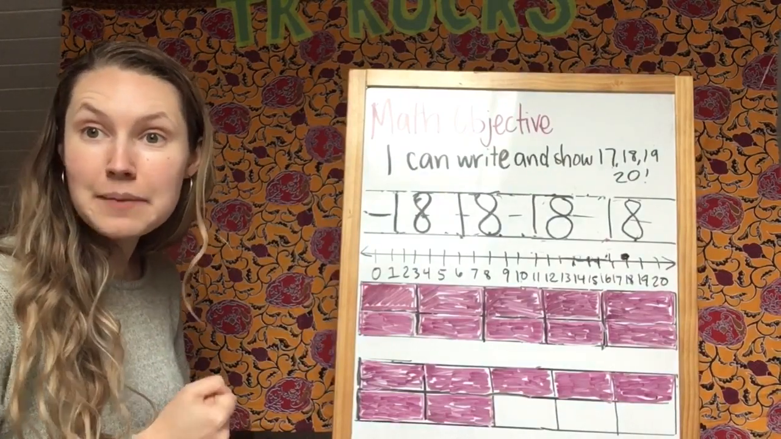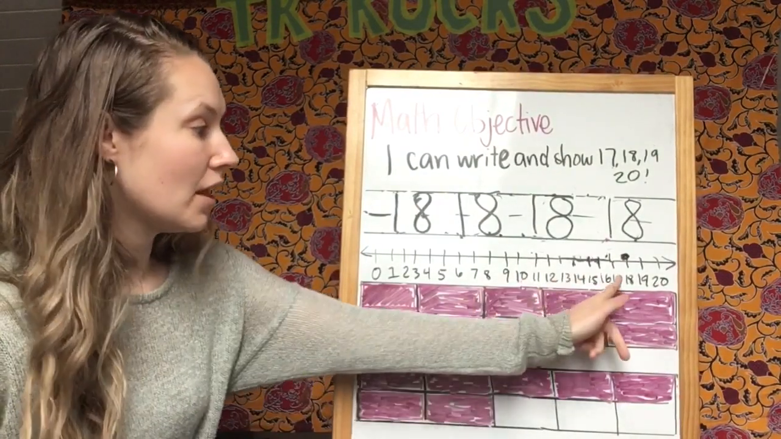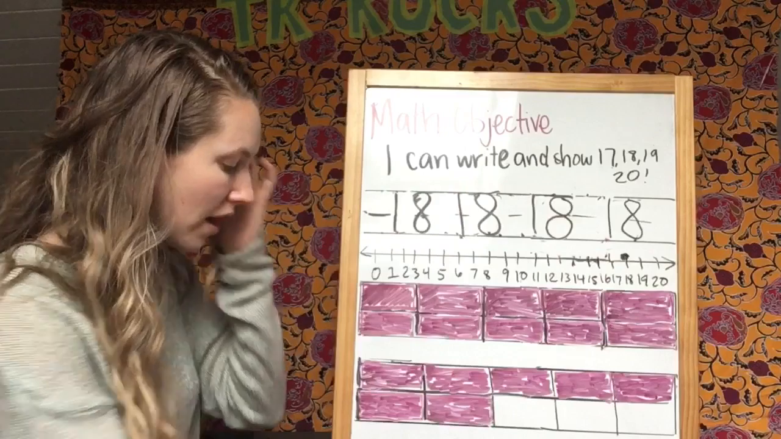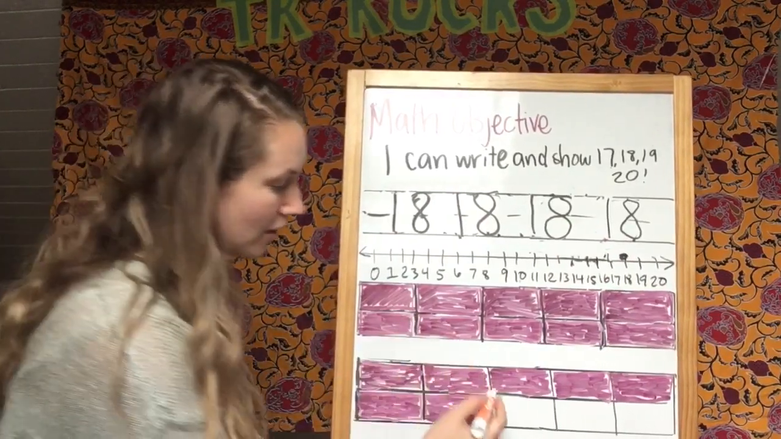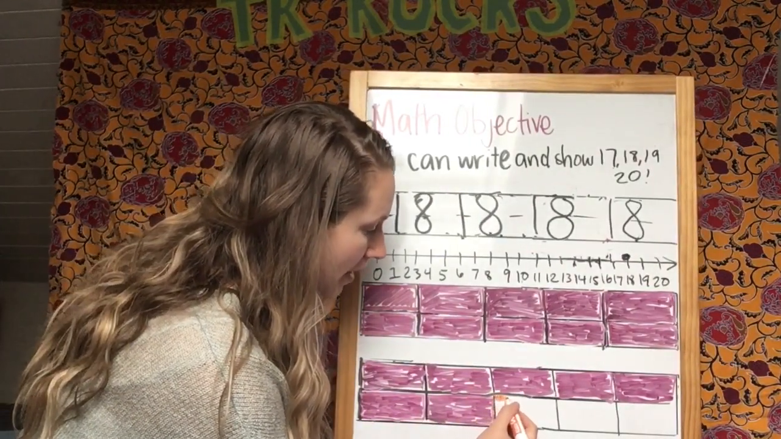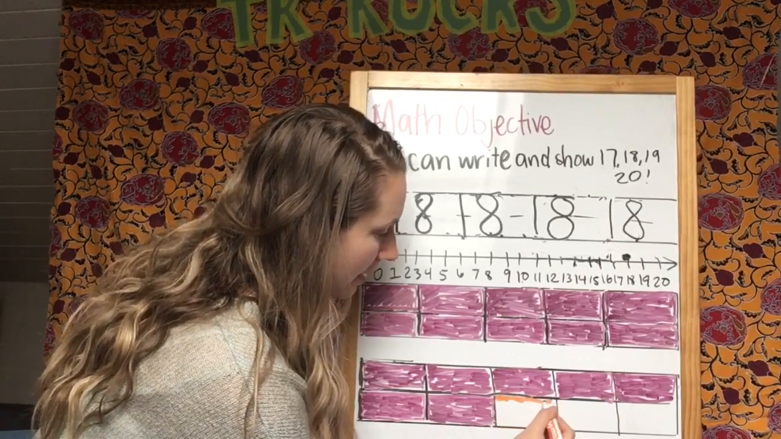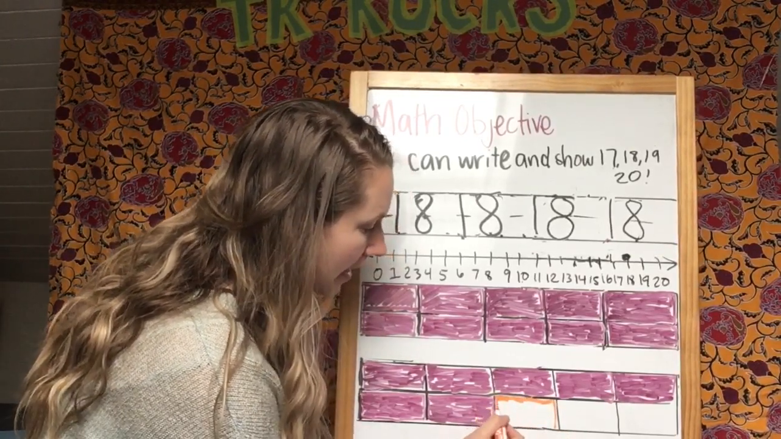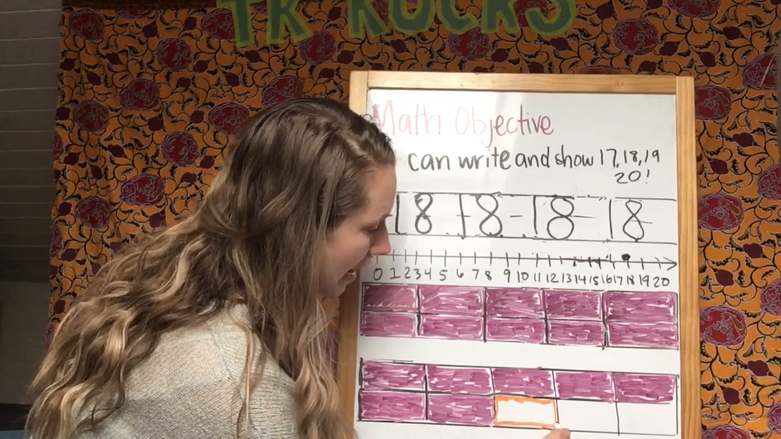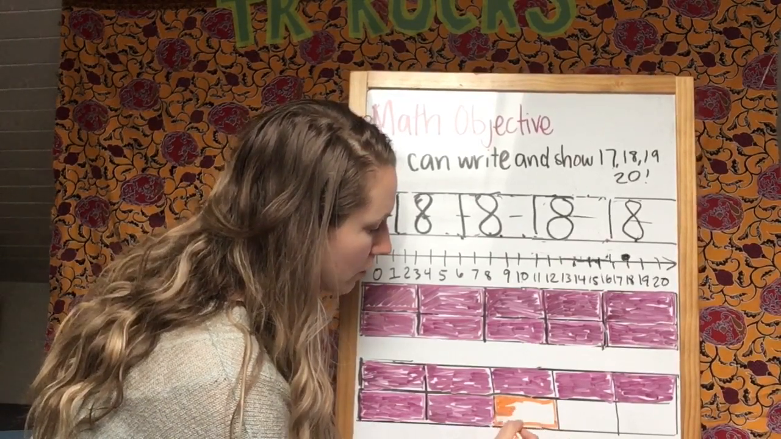Now with our 10 frames, we already had 17. We just need to add 1 more to make 18. So we're going to fill in 1 more frame here, and then we're going to count all together and see how many we have. So almost like we're adding.